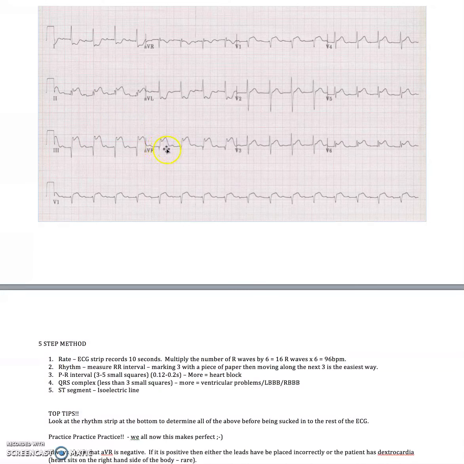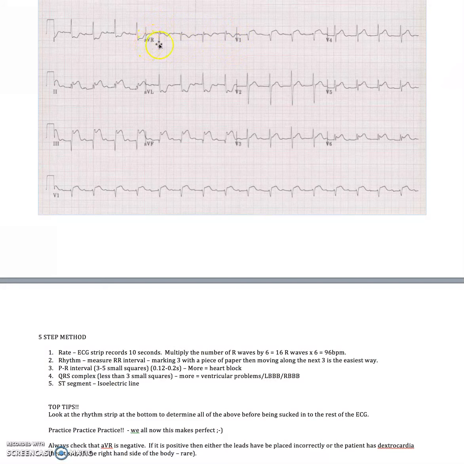Another top tip is to always make sure that lead AVR, this is the one lead that's always negative. Okay? If this is positive, it means that either the leads have been switched up, which happens really commonly. People switch from right to the left leg by mistake because we're in a rush because our patient's got chest pain and we're under the pump. And that can actually skew the results of an ECG, which is really why it's important to check this lead. And another reason this lead can be positive is if a patient has dextrocardia, which means the heart sits on the right side as opposed to the left side of the body.